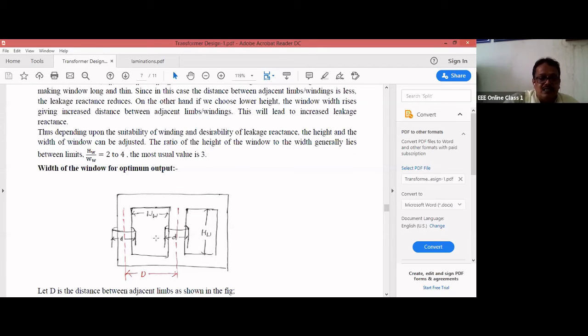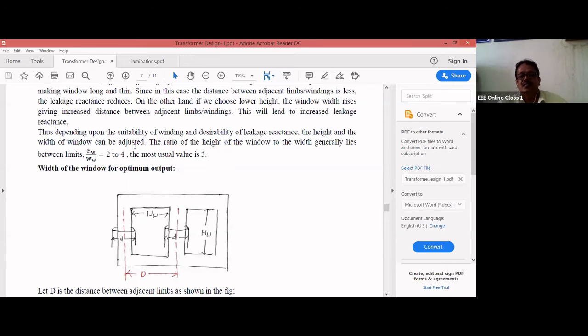If on the other hand the width of the window increases, then what will happen? The height of the window decreases. If the height of the window decreases, definitely the distance between the adjacent limbs also increases. Then the leakage reactance also increases. So this will lead to increased leakage reactance. Thus, depending upon the suitability of the winding and desirability of leakage reactance, the height and the width of the window can be adjusted.